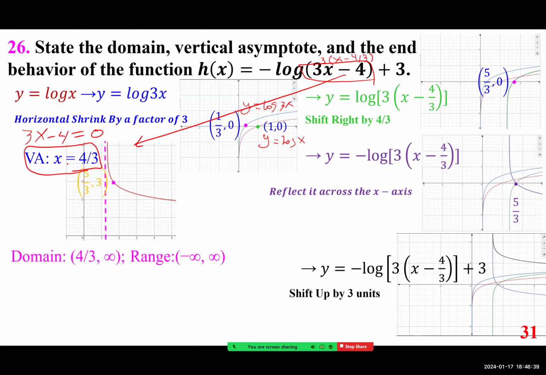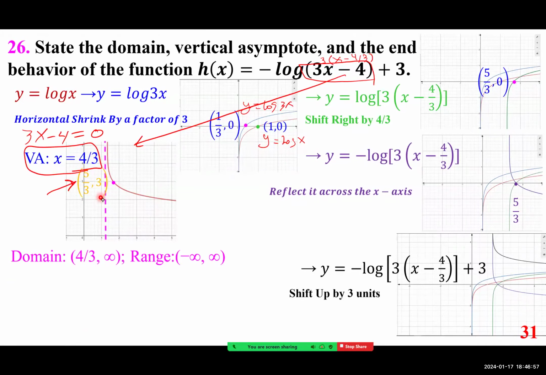Now, pay attention to this. This is, everybody, the original 5/3, 0 has been shifted to 5/3, 3. So I want you to see that, okay? That is extremely important.